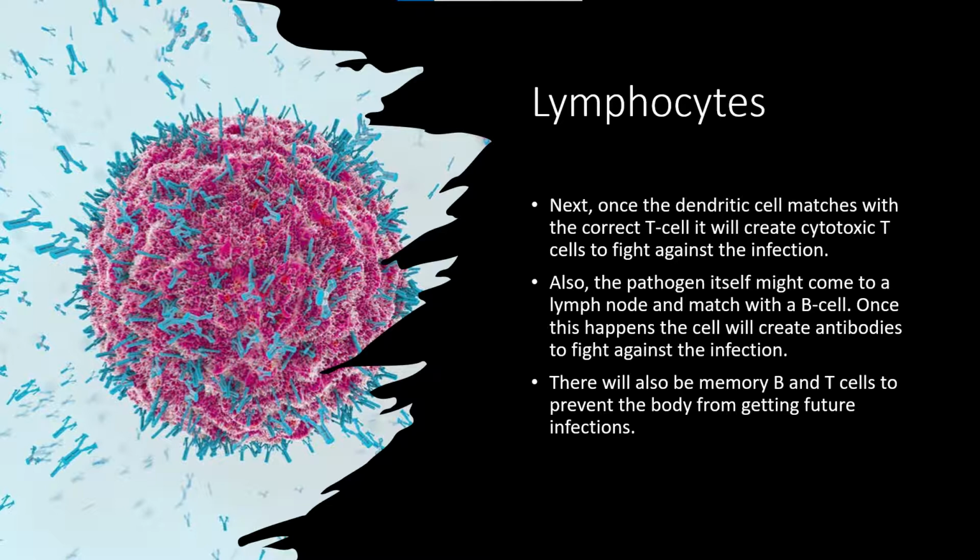After the antigens match with the correct T cell, this will create cytotoxic T cells to fight against the infection. Also, the pathogen itself might come to a lymph node and match with a B cell. Once this happens, the cell will create antibodies to fight against the infection. There will also be memory B and T cells to prevent the body from getting future infections.